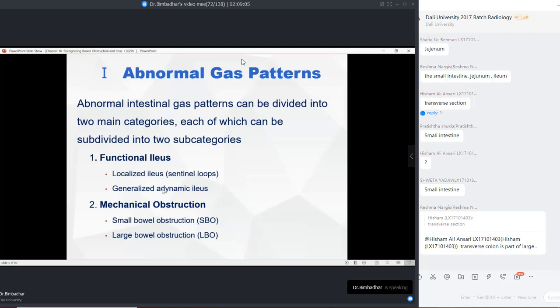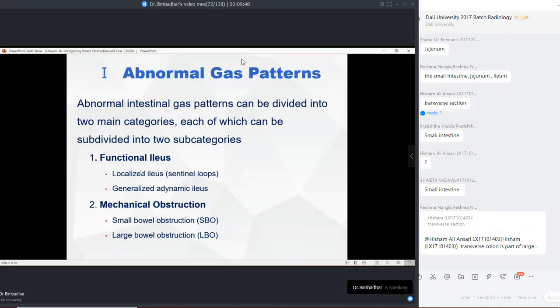So in localized ileus, a part of the intestine is abnormally dilated, and that is called a sentinel loop. And then you look at the whole abdomen looking completely dilated, and you cannot divide it into small intestine or large intestine, so you call it generalized adynamic ileus. These fall under the category of functional ileus, which means the intestine and other organs are functioning well, but owing to certain etiological factors, they go adynamic.